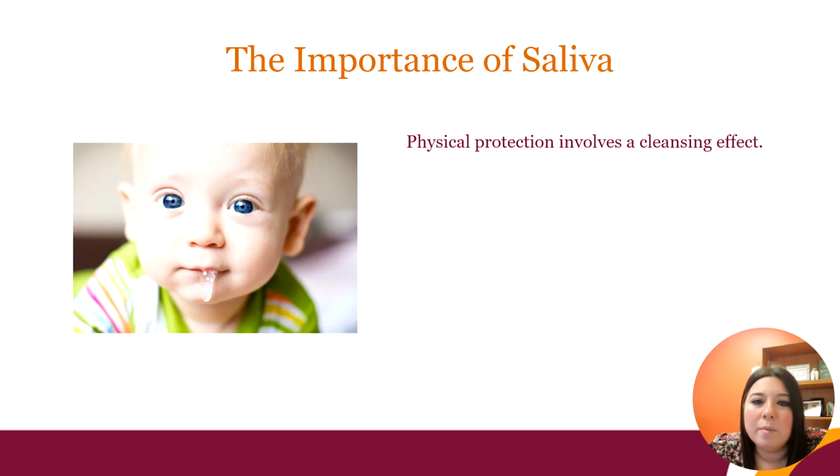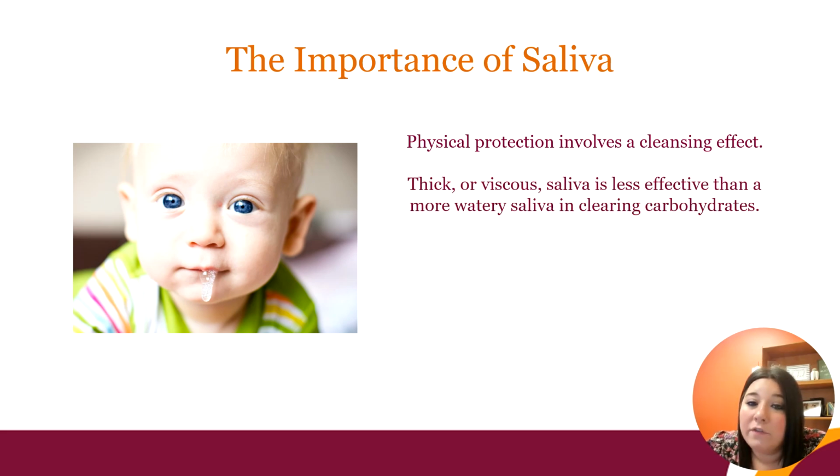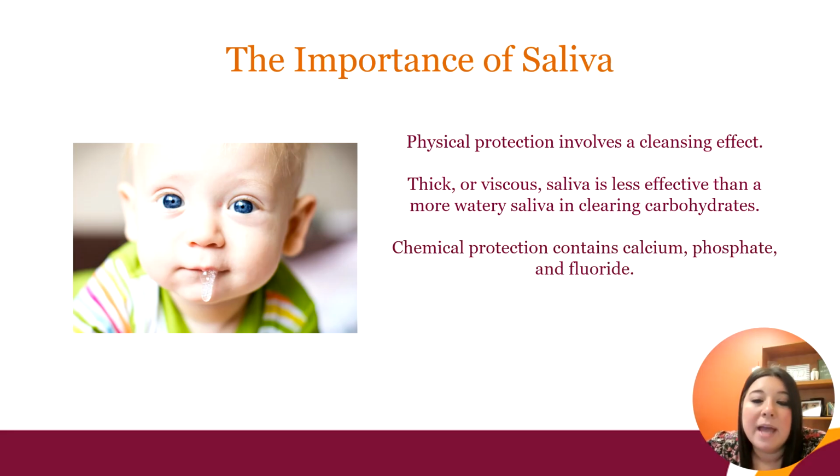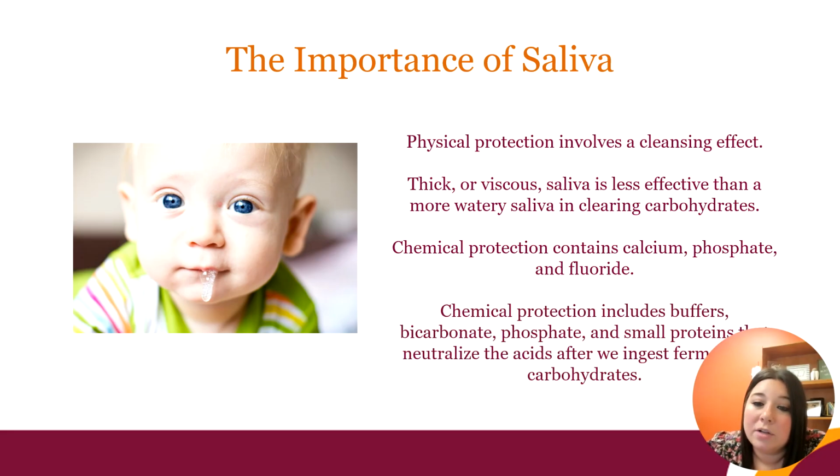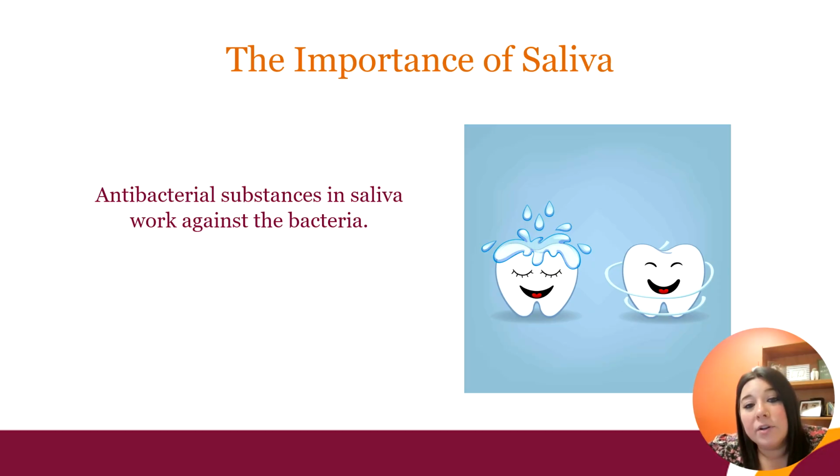And saliva is just so important. So physical protection involves a cleansing effect. The saliva is reducing the bacteria, reducing the acid, which is leading to dental decay. Thick or viscous saliva is less effective than a more watery saliva in clearing carbohydrates. Chemical protection contains calcium, phosphate, and fluoride, and chemical protection includes buffers, bicarbonate, phosphate, and small proteins that neutralize the acids after we ingest fermented carbohydrates. Antibacterial substances in saliva work against the bacteria.